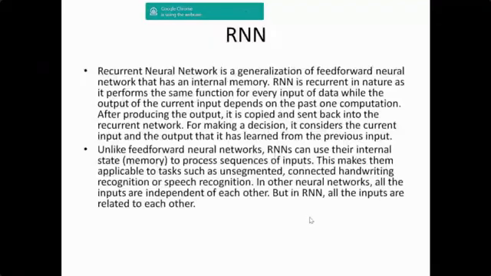So a recurrent neural network, if you want the definition, is a generalization of the feed-forward neural network that has an internal memory. It is a network with internal memory. RNN is recurrent in nature as it performs the same function for every input of the data, while the output of the current input depends on the past computation.